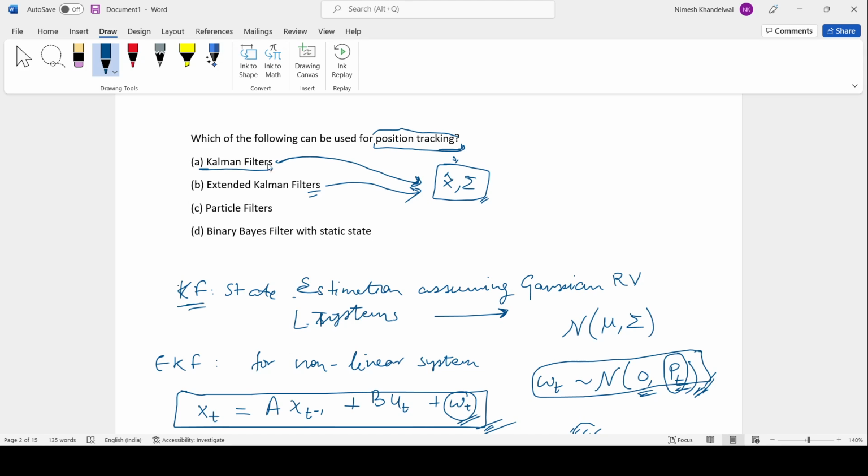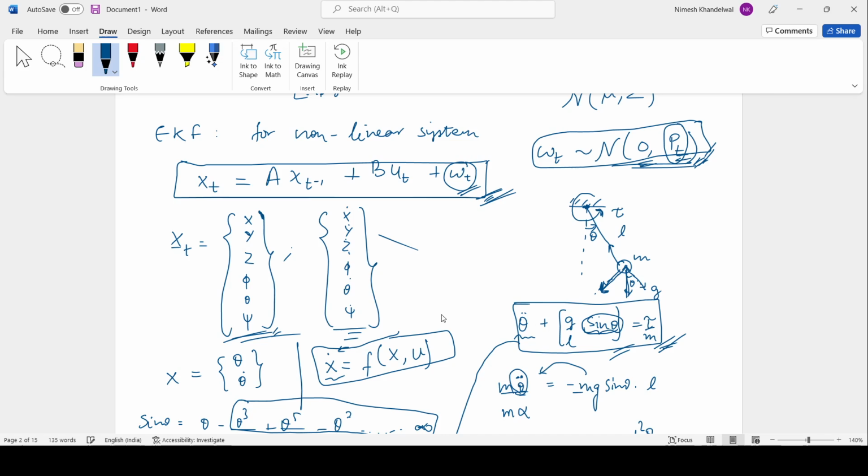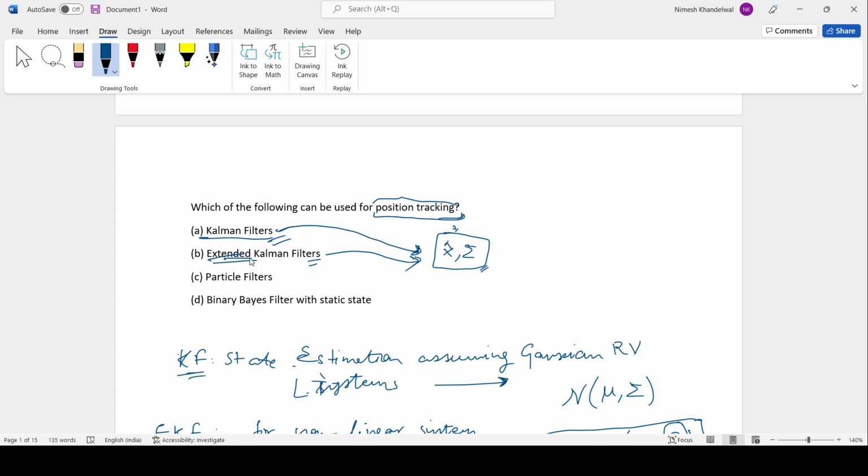Okay, so essentially, for the original Kalman filters, we assume that our system is linear and all the randomness is Gaussian. Okay, extended Kalman filters were made for non-linear systems like this. Okay, but what we do here is we extend the Kalman filter.